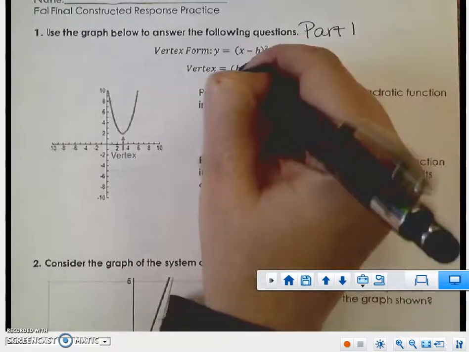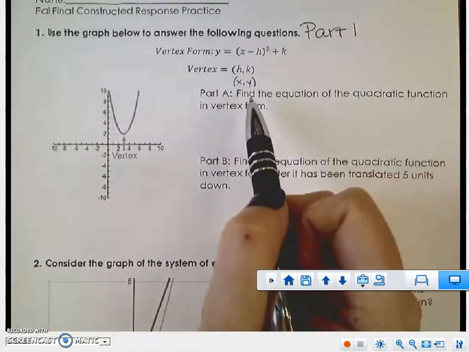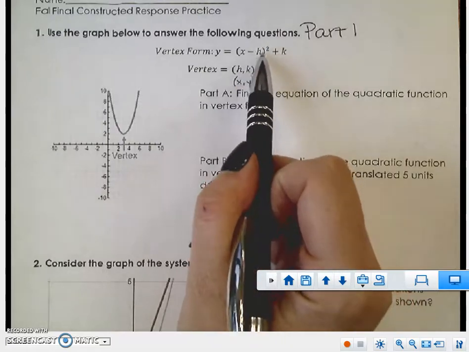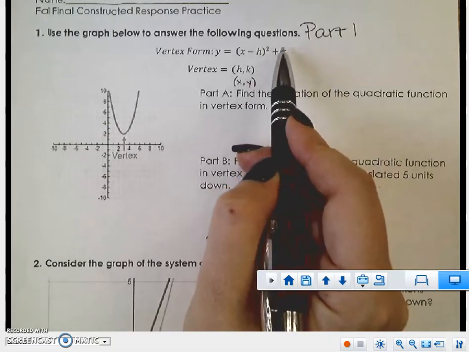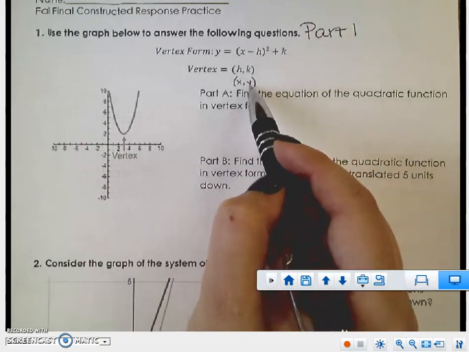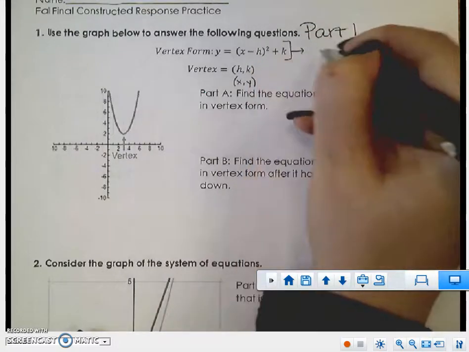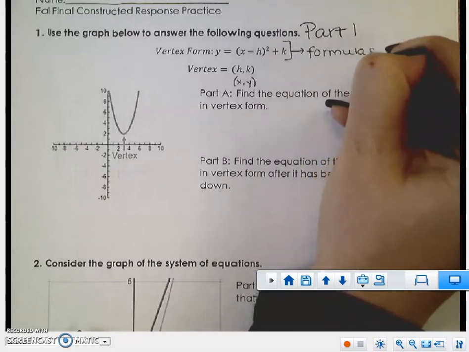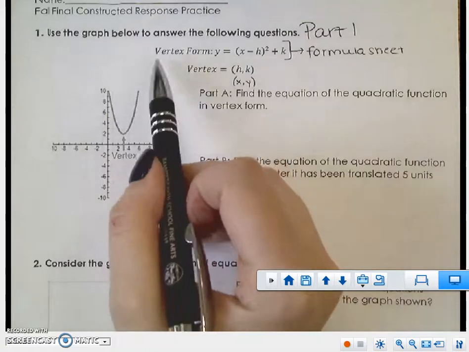So basically, when you write your coordinate pair for your vertex, where you have an h in this formula, you're going to put the x coordinate of your vertex. And where you have a k in the formula, you are going to put your y. Vertex form will be on your formula sheet. And you are going to be given a formula sheet before you take the test. So on your formula sheet, you will have vertex form.